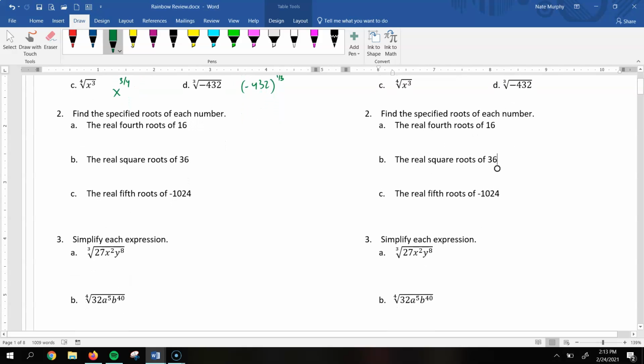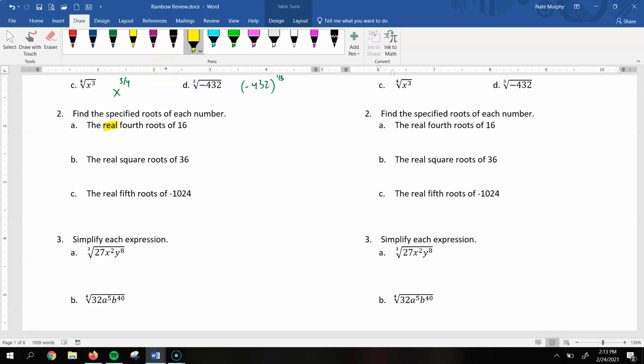All right, let's look at number 2. So number 2, it says find the specified roots of each number. So the real 4th roots. Now the idea here is that it says it's the real roots. Okay, all of these are real numbers. We're not going to have to use imaginary numbers for any of these. So if that's the case, we can just solve these. So if I'm trying to figure out what's the 4th root of 16, or if I had x to the 4th power equals 16, I want to figure out all the real roots that we could get here.